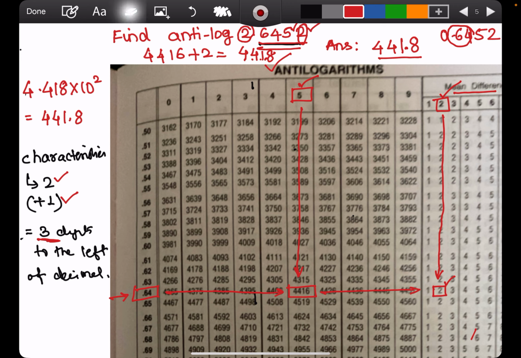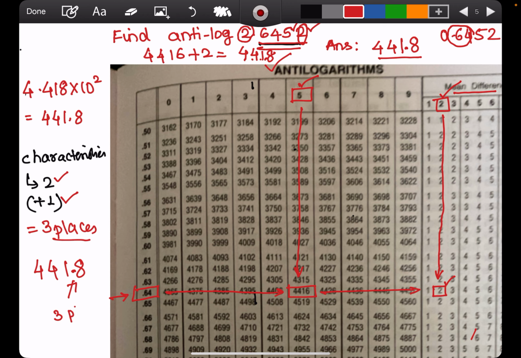Again I will explain what exactly I have done. The characteristic is 2. It is written here. You need to find the anti-log of 2.645 now. The characteristic is 2, and I need to locate the decimal. So 2 plus 1, so 3 places. For locating the decimal, I need to get 3 places. The answer which I had was 4418. Now one place, second place, third place. So this is the location of the decimal. Third place is the location of the decimal, and the answer becomes 441.8.